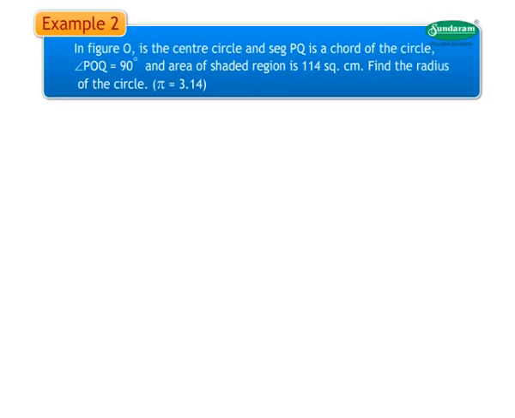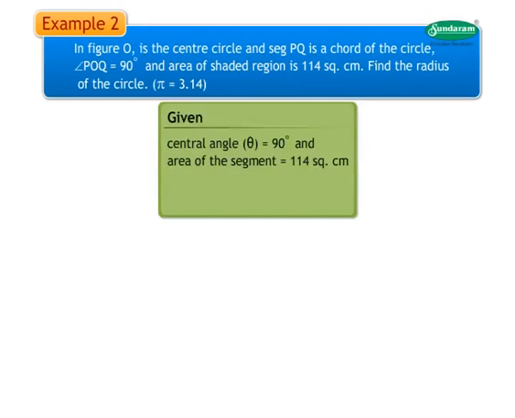Example 2. In given figure, O is the center and segment PQ is chord of the circle. Angle POQ is equal to 90 degrees and area of shaded region is 114 square centimeters. Find the radius of the circle. Pi is equal to 3.14. Given, central angle theta is equal to 90 degrees and area of the segment is equal to 114 square centimeters. To find radius of the circle.